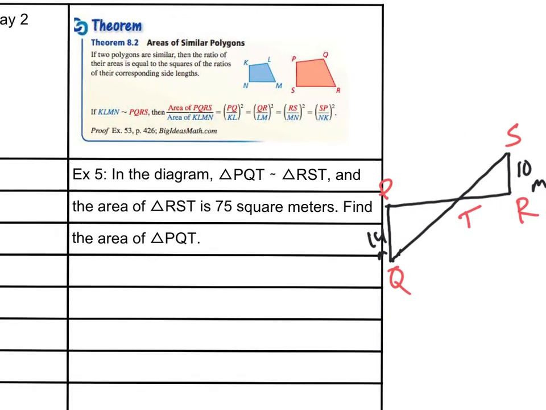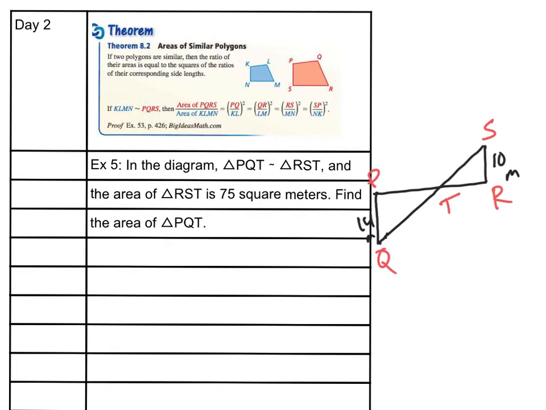But okay, again, areas of similar polygons. So if two polygons are similar, then the ratio of their areas is equal to the squares of the ratio of their corresponding side lengths. I do not like this formula. I'm going to show you how to use it, but I don't like it.